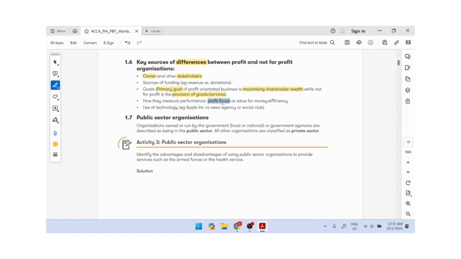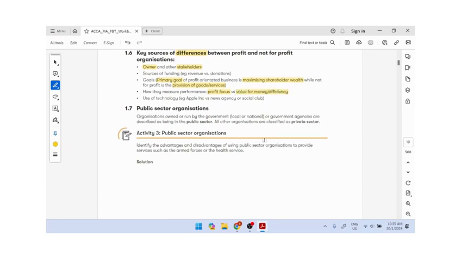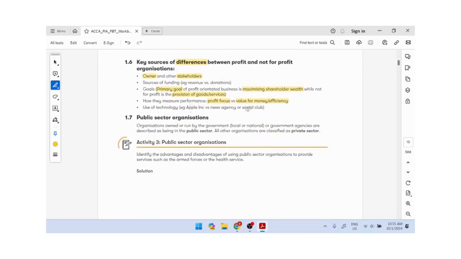Alright, so as I mentioned just now, profit focus or value for money, the efficiency that I mentioned just now. Okay? The difference between the profit and not-for-profit.